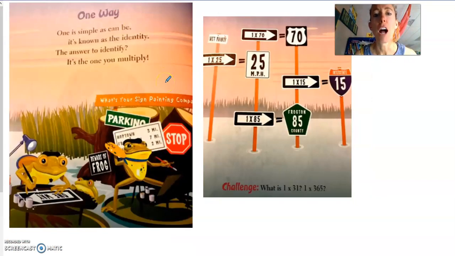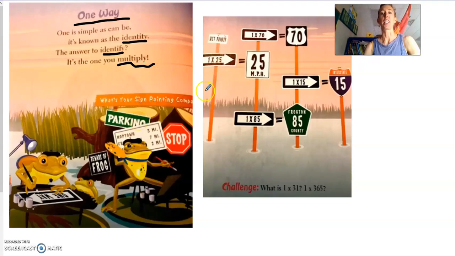A factor of 1. This one's called one way because there's only one way to be here. So 1 is simple as can be. It's known as the identity. The answer to identify? It's the one you multiply. So check it out here.